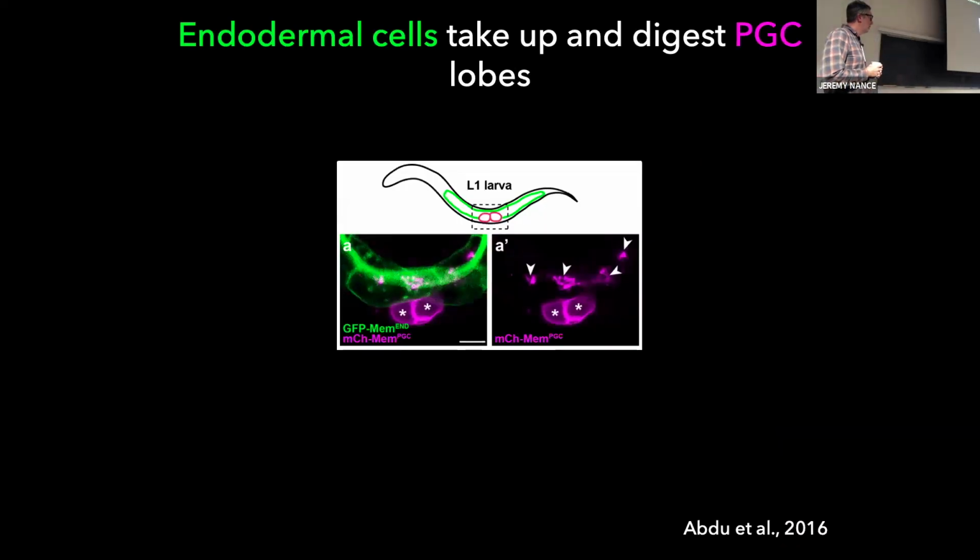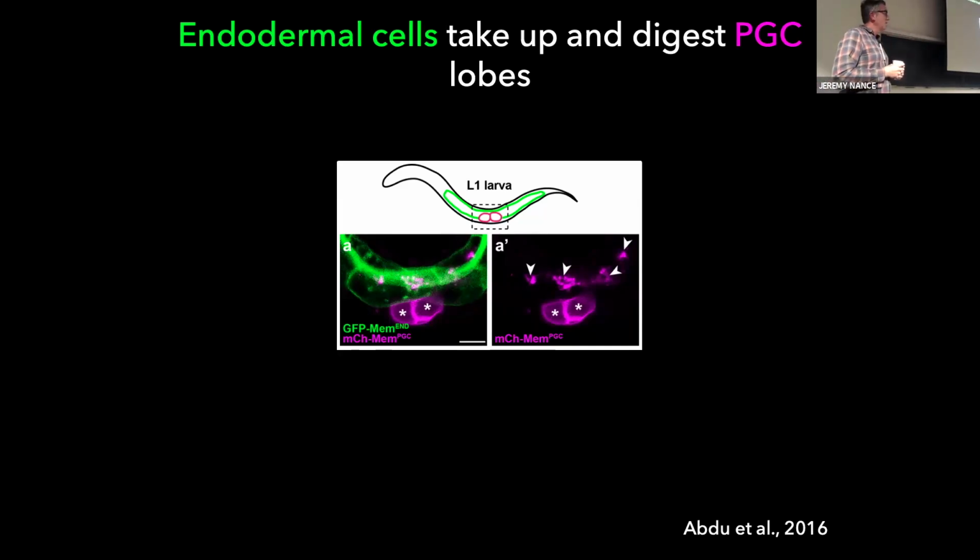Okay, so Yusuf's rotation project was to try to figure out how these lobes formed, because I thought it was an interesting problem, how a cell went from a sphere to a dumbbell shape. And he quickly came to my office and said, there's something interesting. I see these fragments of the cells inside the adjacent intestinal cells.